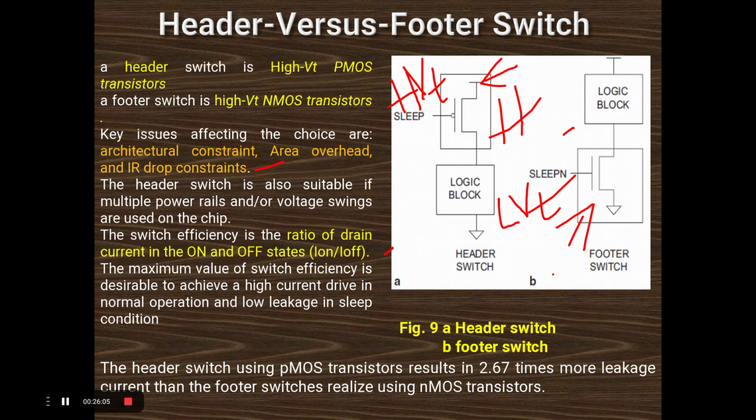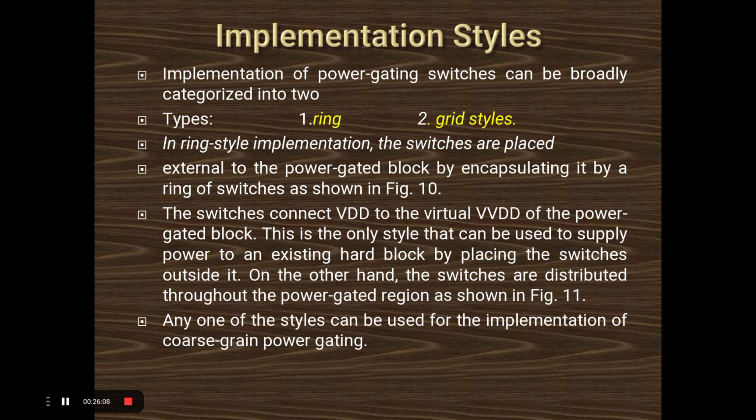So in the ring style implementation, switches are placed external to the power gated block, encapsulating it in a ring style, and the switch is connected to the VDD as well as the virtual VDD of the power gated block. So these were all discussed in the previous slide, right?